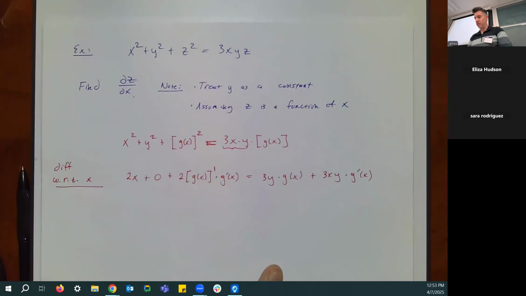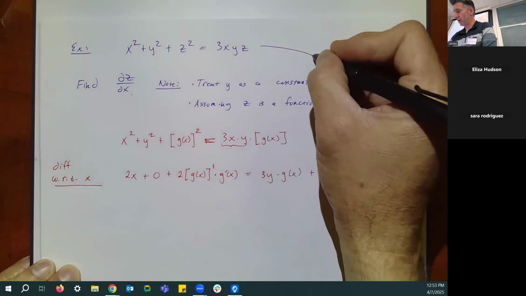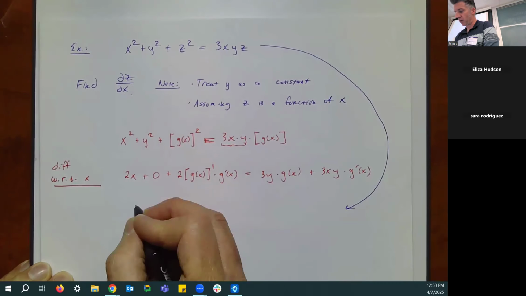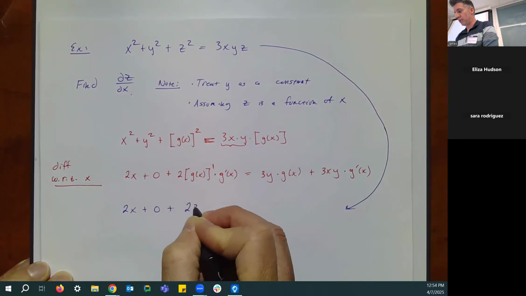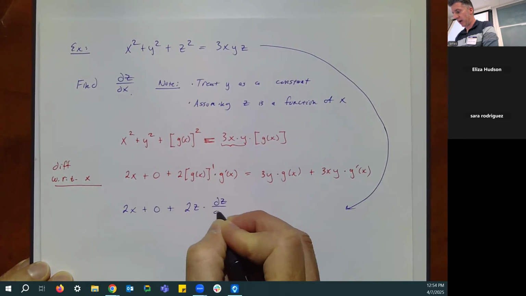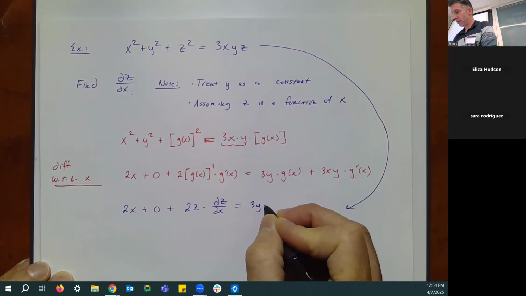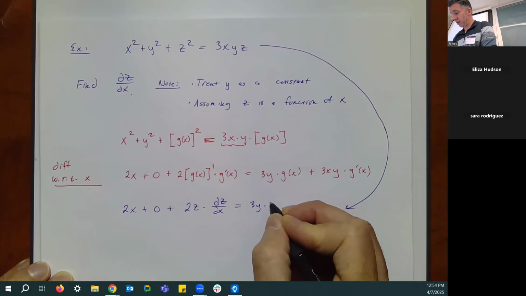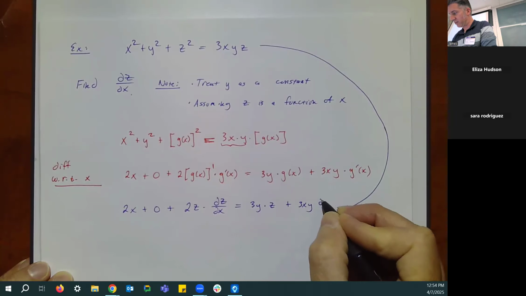But really what we would do, instead of writing all that out, is we would just say, z is a function of x, and we differentiate with respect to x, we're going to get into multiplying by the derivative of z. So what we'd actually end up doing is saying, we're going to get 2x plus 0 plus 2z times del z del x equal to 3y times z, apologies, plus 3xy times the derivative of z.